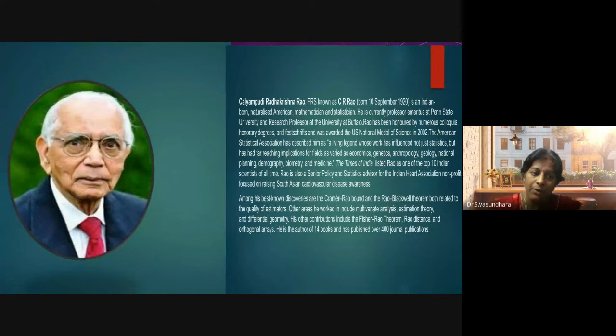Here we have Kalampudi Radhakrishna Rao, popularly known as C.R. Rao. In our Hyderabad, Gachibowli, near Central University, we have the C.R. Rao AIMSCS, Institute of Mathematics, Statistics and Computer Science. The road is also given his name, C.R. Rao Road. So his contributions to statistics and mathematics are commendable.